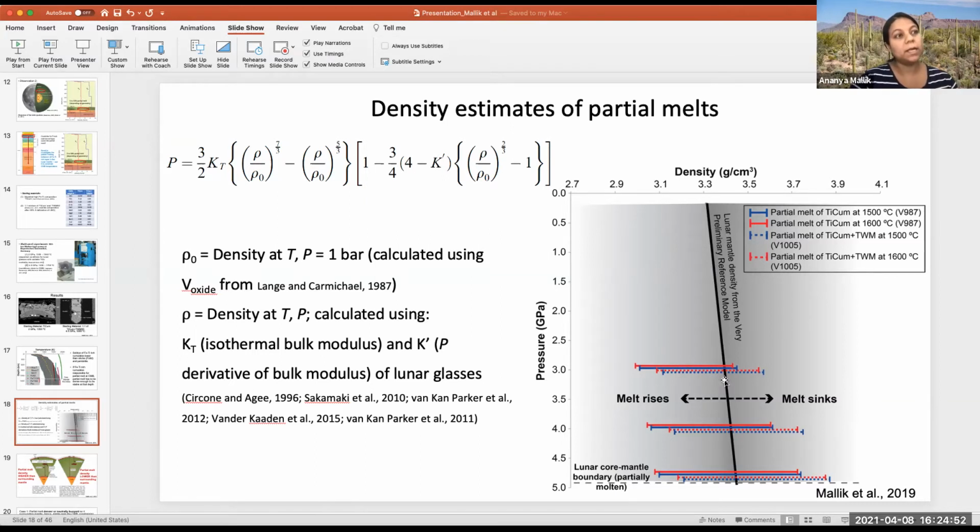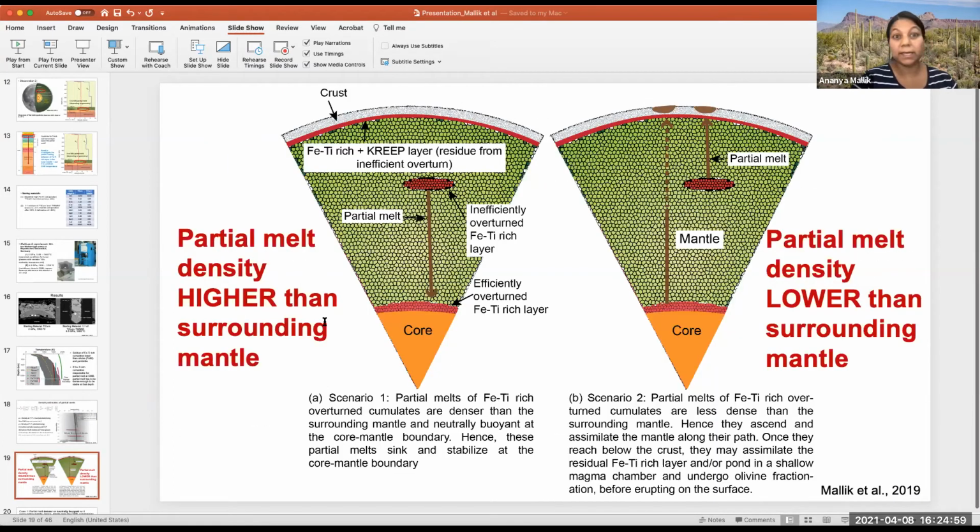But nevertheless, given the range of densities that we see, there are two possible scenarios that can happen. One is that the partial melt ends up being denser than the surrounding mantle. If that's the case, then the partial melt will be stable at the core mantle boundary. The other option is that the partial melt is less dense than the surrounding mantle. In that case, that partial melt will actually rise. And given that this partial melt is very different in composition from the surrounding mantle, it would actually react as it rises, so there will be reactive ascent. And then this partial melt could eventually contribute to volcanism on the Moon.